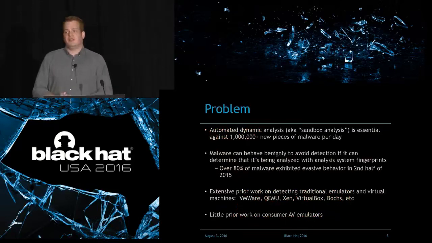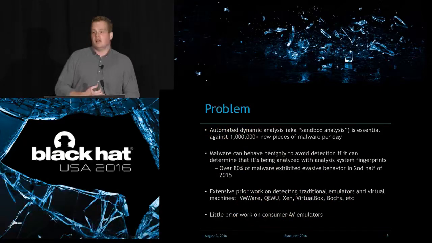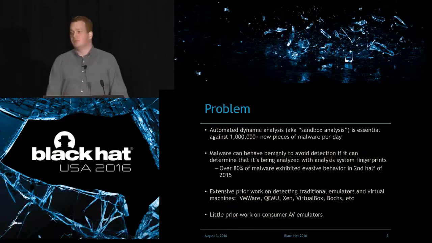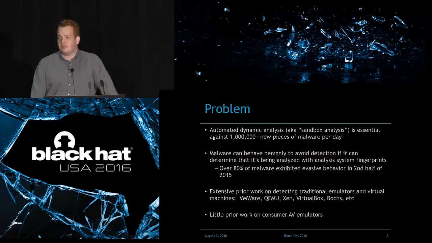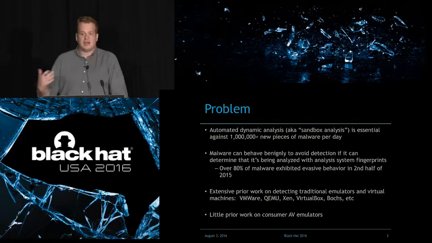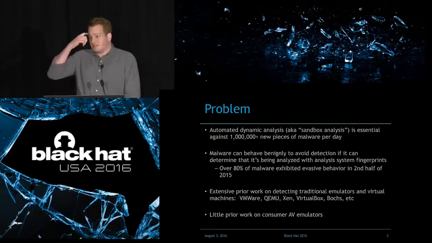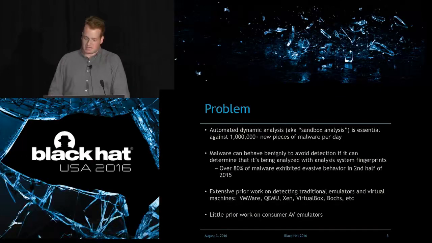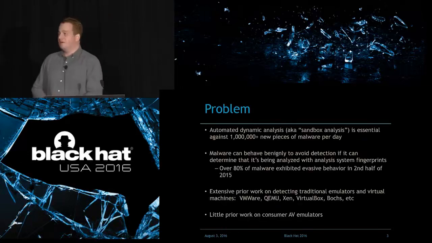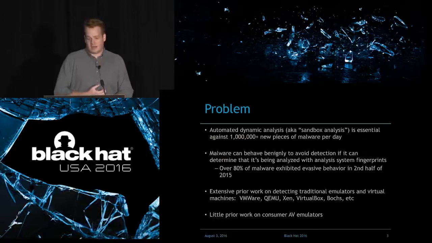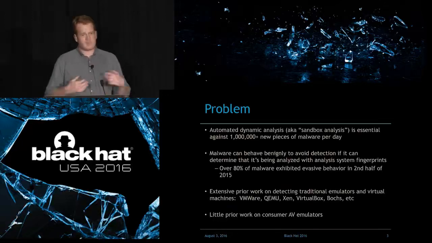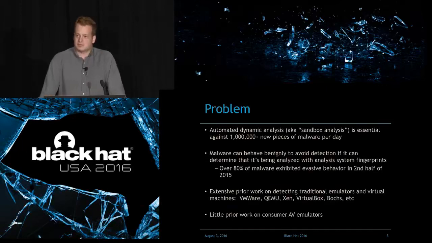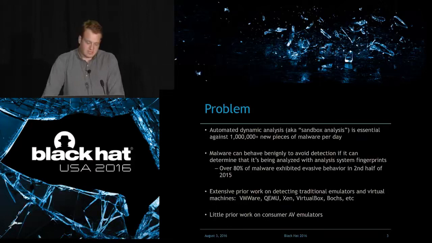So the problem. In the face of 1 million+ new malware samples a day, static signature-based malware detection is just dead. In response, AV and the anti-malware industry has turned to dynamic analysis, actually running binaries in these emulated environments and then seeing how they behave if they drop malware or they do heuristically malicious actions. And the problem with this is that malware that can detect that it's running in an emulator, in a VM, can then behave benignly and try to avoid detection. And it does that by finding what we call fingerprints of these systems. And over 80% of malware in the second half of 2015 exhibited evasive behavior.